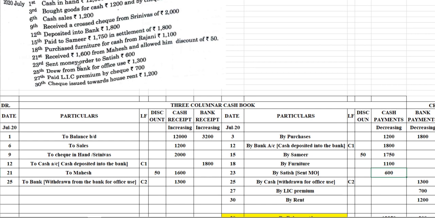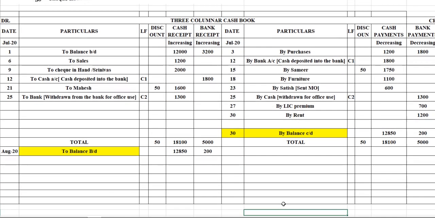Okay, by money order we have sent. Cash is reducing. Fine. Drew from bank for office use. That is fine. We have drawn for office use. So in cash it is increasing and in bank it is reducing. That is the right transaction. Next, paid LIC premium. That is also right. By rent, this is also right. So what should the amount be here? The total should be the sum of this. Okay, the sum of this is 18,800.